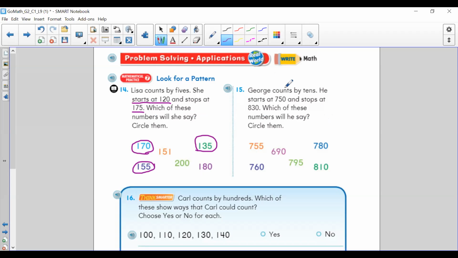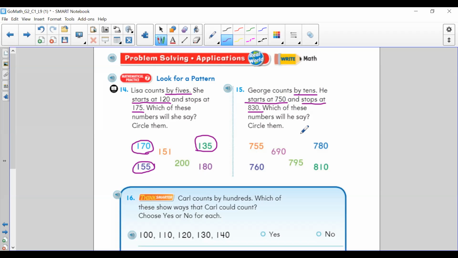For number 15, George counts by tens. He starts at 750 and stops at 830. These kids love to count. Which of these numbers will he say? So we are going to count by tens. I forgot to underline by fives over here. So we're going to count by tens, starting at 750 and stopping at 830.